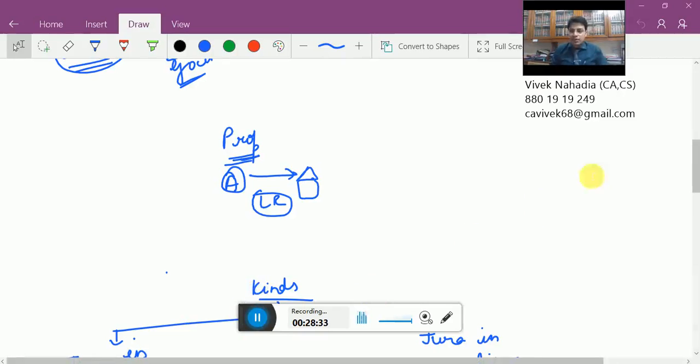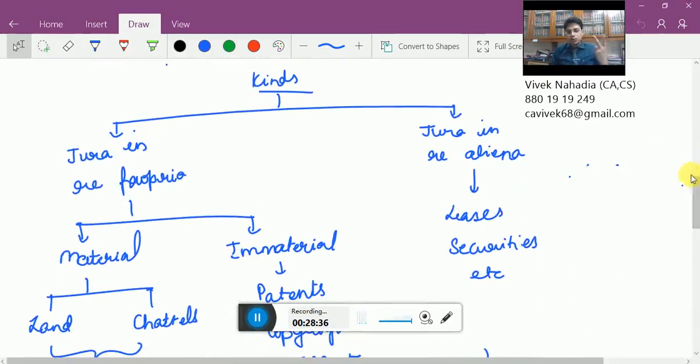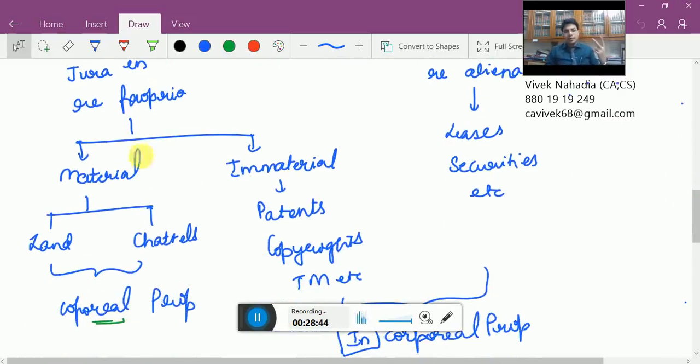Then we talked about the kinds of property. The kinds of property are two: jura in re propria and jura in re aliena. Jura in re propria is again divided into two: material and immaterial. Material, as the name suggests, means tangible properties, so land and chattels. Chattels means all the tangible properties except land. There is another name for these. What is that name? Corporeal property. Then immaterial properties. Immaterial means patents, copyrights, trademarks.